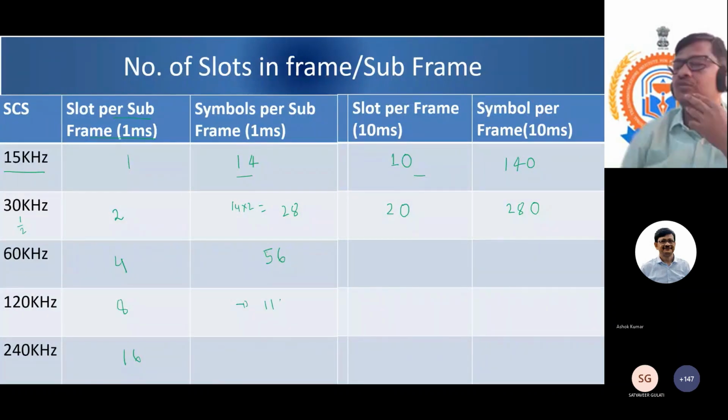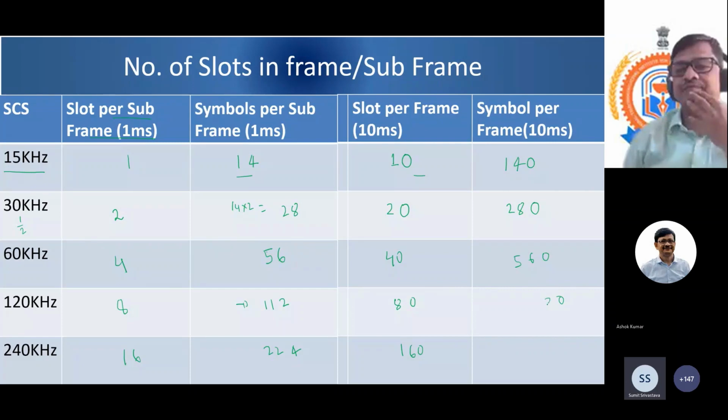Will it be 112 and 224? Am I right? 40, 30, 160. Am I right or am I wrong? Just tell me this figure. Please calculate and tell me. Answer, please speak out. How much will it come? 560. Then 1120. 3240.